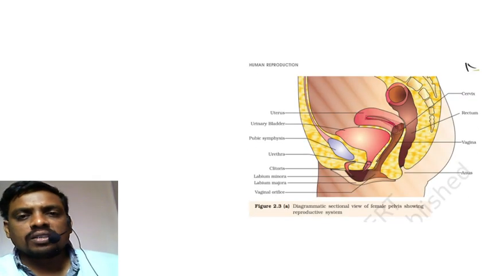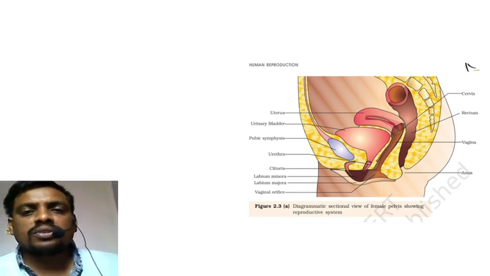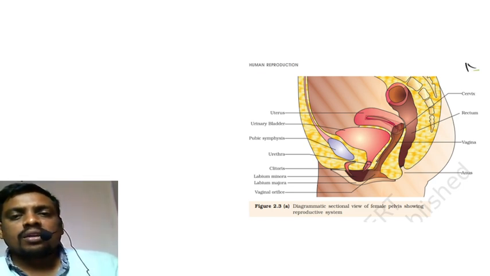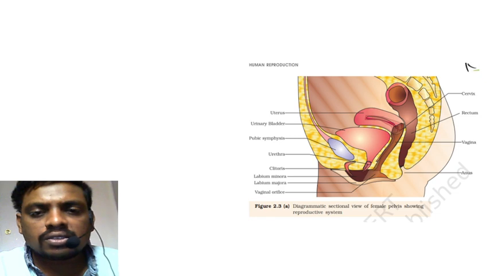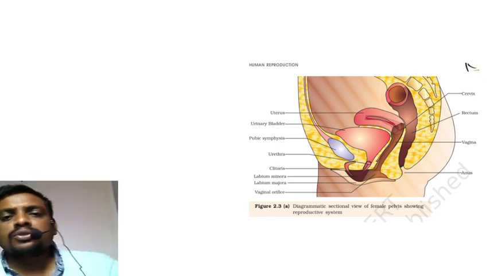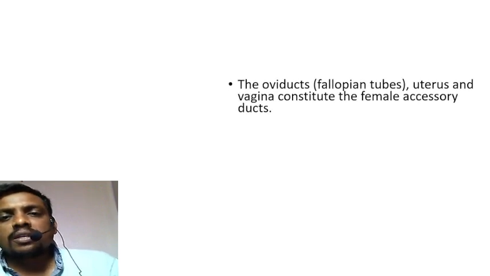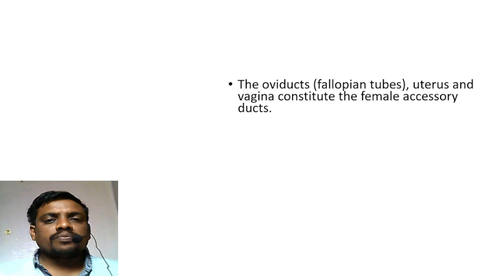Now, this is the external morphology of the pelvis, which shows the reproductive system of females. You can see the pubic symphysis, urinary bladder, uterus, and you can see the clitoris, labia minora, majora, and the remaining parts. Each and every part I will explain to you in this video.